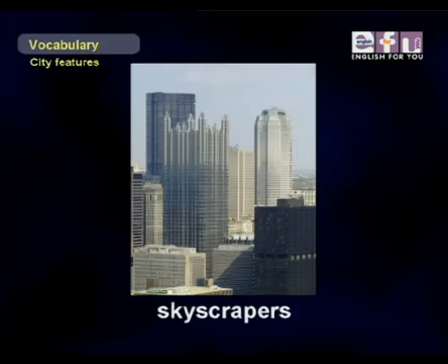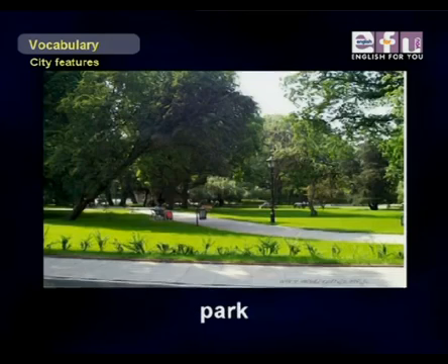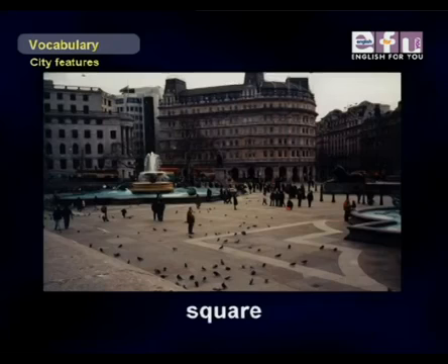Some cities have very tall buildings. These are called skyscrapers. Each level of a skyscraper is called a floor. People use elevators to go up and down in these buildings. And most cities have parks. There may be fountains in these parks. There are benches. People sit on these benches. There may be a square in the middle of a town, village, or city. There are many important buildings in a town, village, or city.